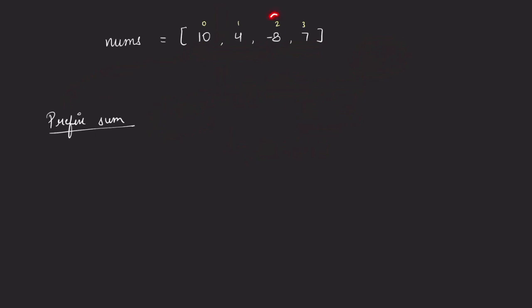So basically at index 2, it will store the sum of elements from the starting till this particular index. So the sum of 10, 4, minus 8 will be stored at this particular index inside our prefix sum array, right? Let us suppose that our array is 2, 3 and 5. So here it will store the sum of the elements of all these, right?